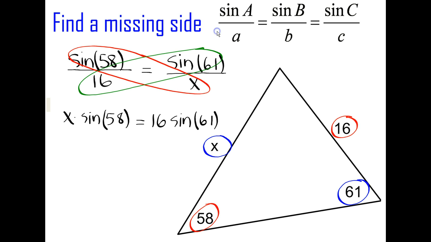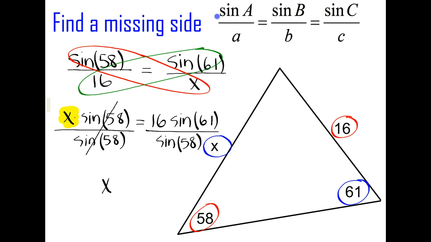Now I'm trying to solve for x, so there's my variable, and my variable right now is being multiplied by the sine of 58 degrees, which, remember, is just a number. So to get rid of that, I'm going to divide both sides by that number. So take both sides and divide them by the sine of 58. And so on the left side, the sine of 58 over itself is 1, so that's going to eliminate. And x will equal this big expression right over here: 16 sine 61 over sine of 58 degrees.